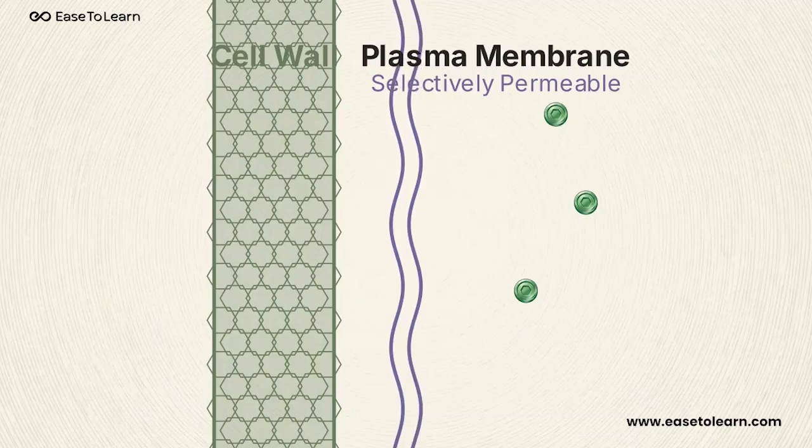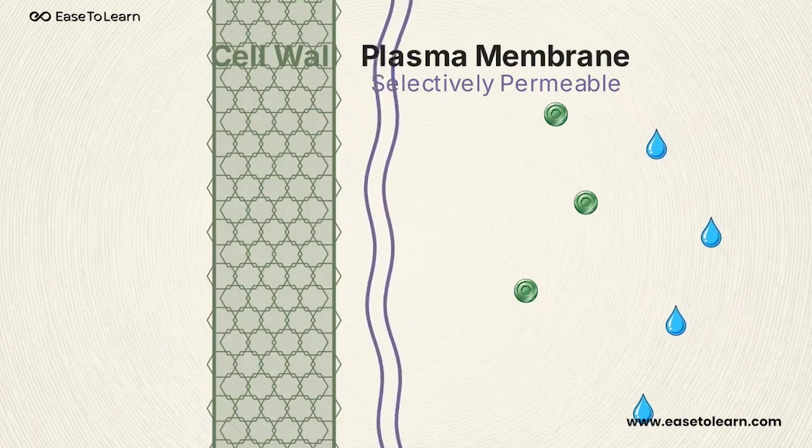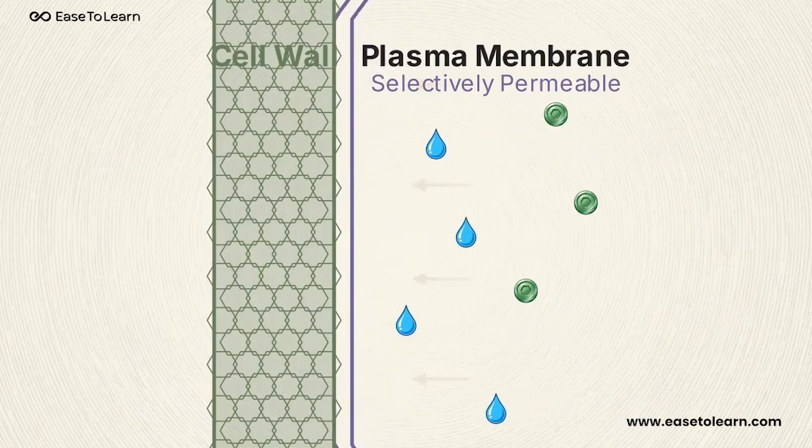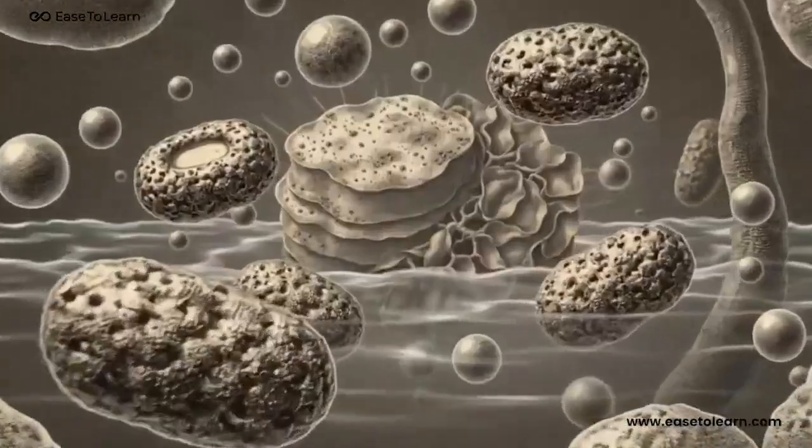If you look at a plant cell, you will find an extra layer of armor wrapped around the outside of that membrane. This is the cell wall. It is made of a tough material called cellulose, and it provides the rigid strength a plant cell needs to keep its shape and avoid bursting when filled with water.